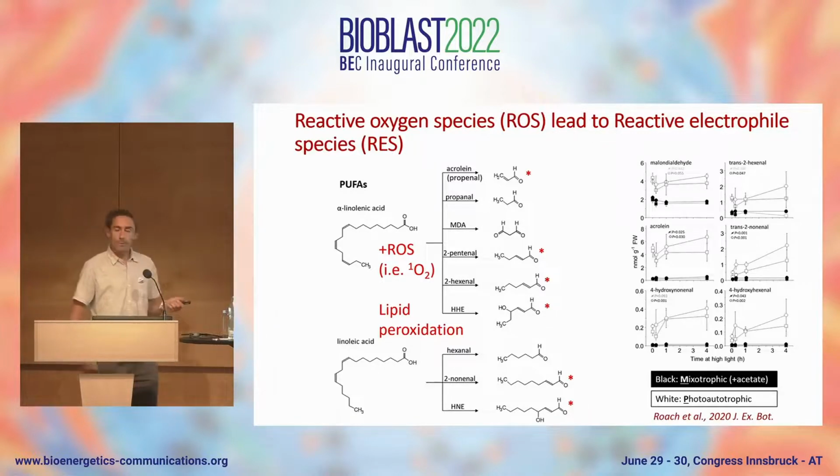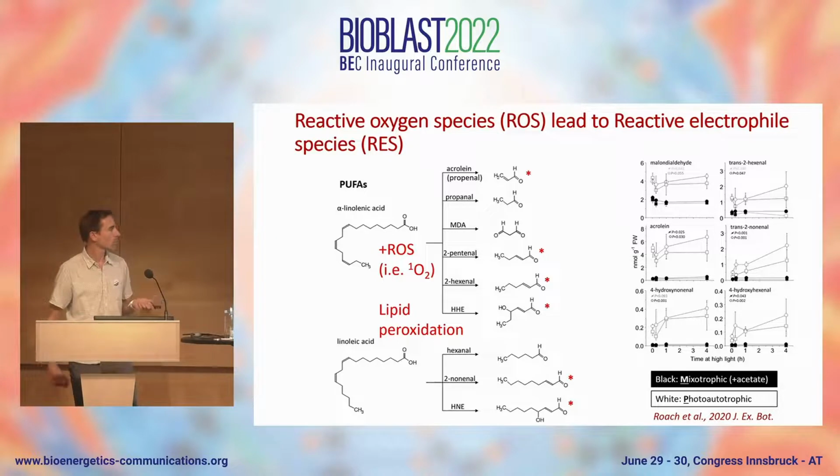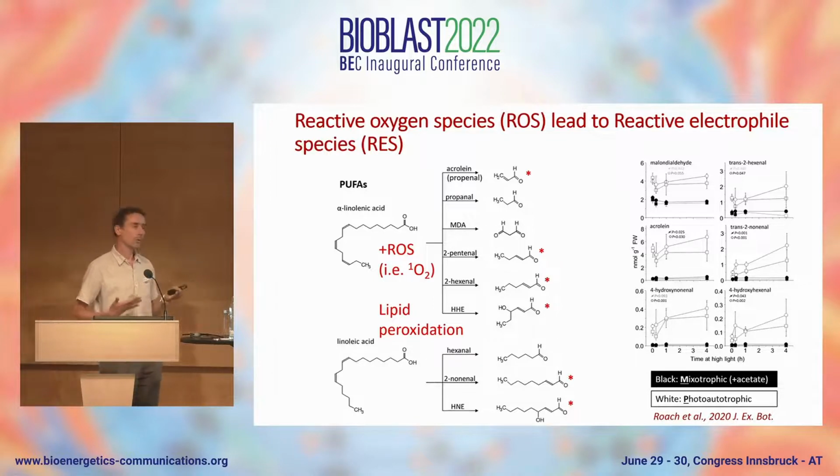So what we did is we measured the concentration of these compounds in the cells transferred from low light to high light, comparing mixotrophic and photoautotrophic cells. And what we could see is clearly that the photoautotrophic cells, in white symbols here, have much higher levels of these electrophile species than those grown under mixotrophic conditions. And during high light treatment, the level also increased. Therefore, it seems that the high light stress is indeed increasing lipid peroxidation and the release of these reactive electrophile species, and that the mixotrophy is protecting from this light stress.